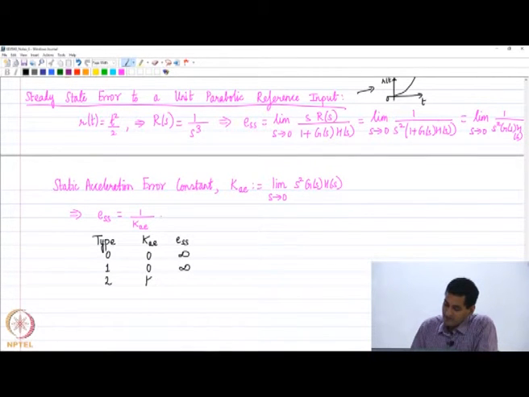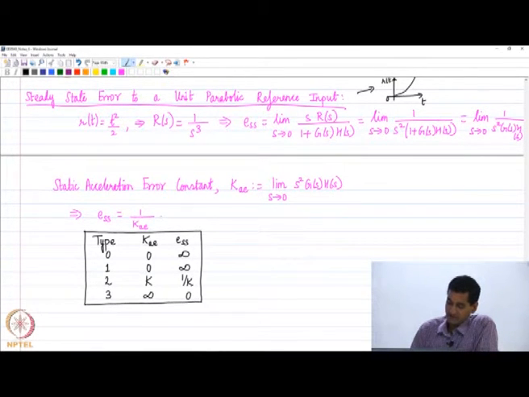So KAE will be capital K for type 2, so the steady state error will be 1 by K. And only for type 3 or more, the steady state error will be 0. You can really check it. So this is what will happen if you want to track a unit parabolic input.